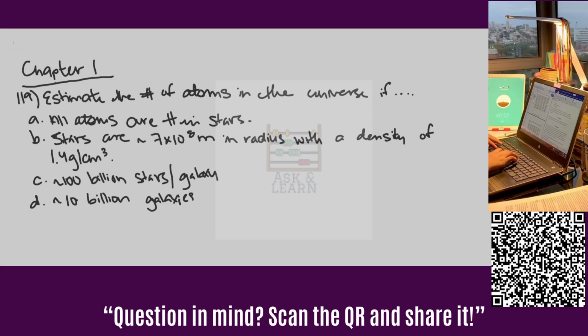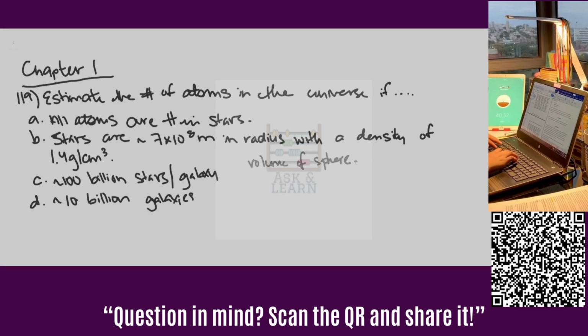Problem 119 asks you, given the following assumptions, to estimate the number of atoms in the universe. The first assumption is that all atoms are hydrogen and in stars. The second is that stars are about 7 times 10 to the 8th meters in radius with a density of about 1.4 grams per centimeter cubed. The third says that there are about 100 billion stars in each galaxy, using our Milky Way galaxy as an example, and that in the universe there are about 10 billion galaxies.